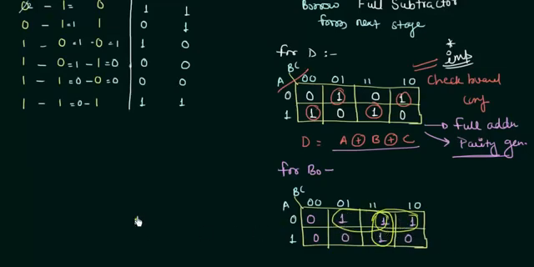So the borrow output is what? For this first group we are having BC. For this group we are having A complement, and B is changing from 0 to 1, so it is eliminated, and C is 1, so A complement C. Similarly for this group we are having A complement, and C is changing from 1 to 0, so it is eliminated, and B is 1, so B. So this is what we are having as the borrow output.